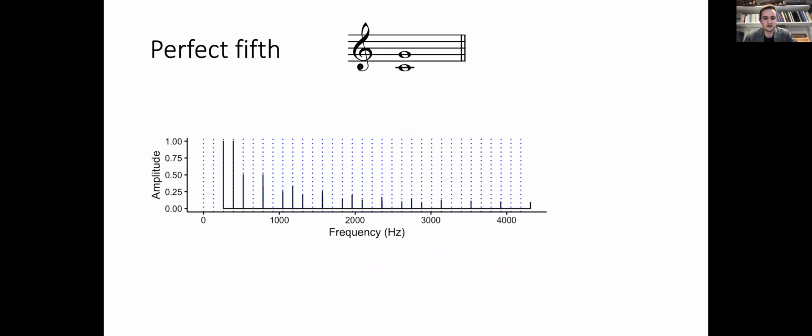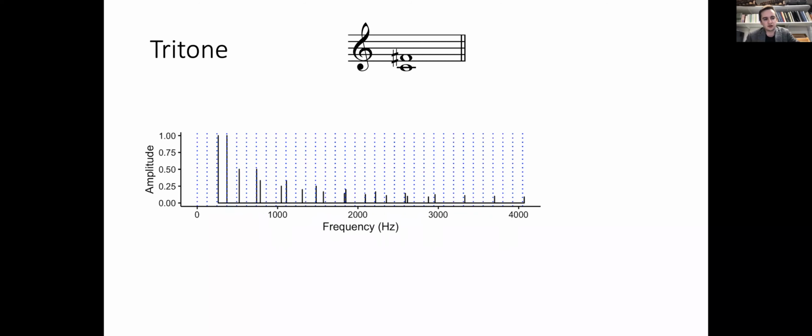According to Terhardt, the perfect fifth becomes consonant because its spectrum fits very well to a harmonic template, a template whose fundamental frequency would, in this case, be one octave below the bass note. So that's here. I've plotted this harmonic template in blue dotted lines, and you can see how it aligns very nicely with the spectrum for this perfect fifth. In contrast, the tritone doesn't fit very well to any harmonic template, and so we say that it has low harmonicity.